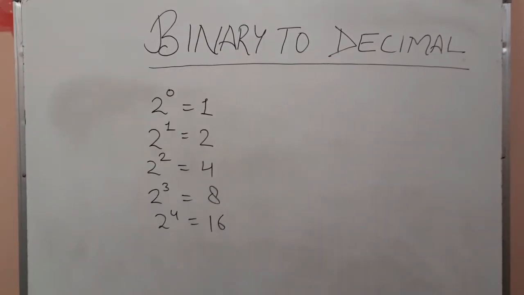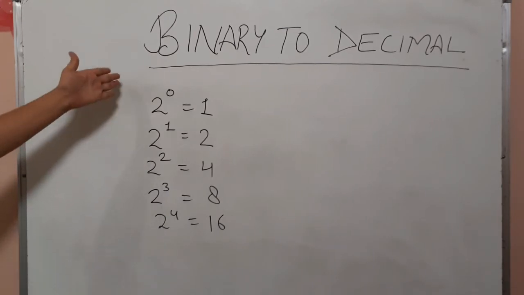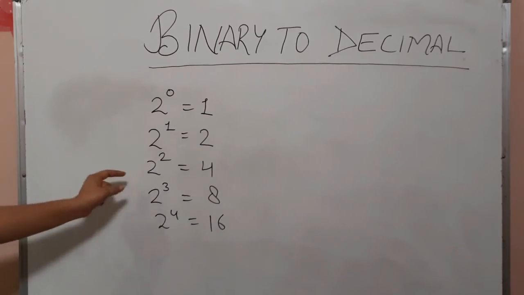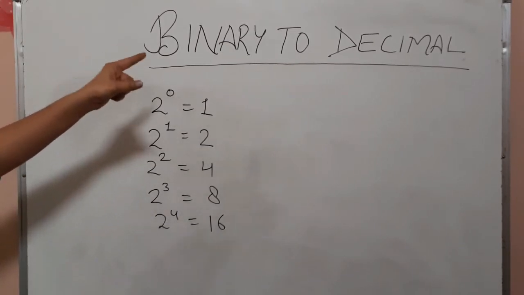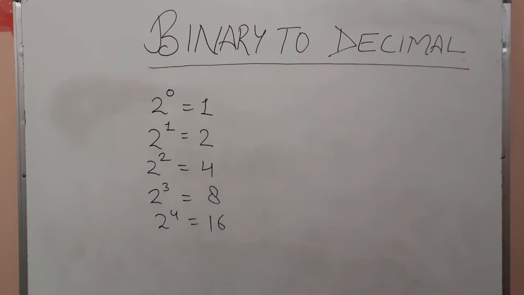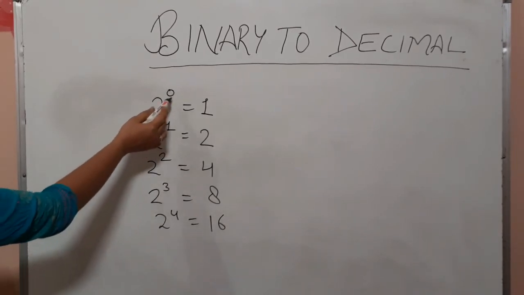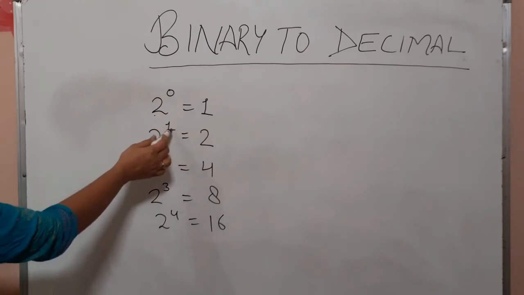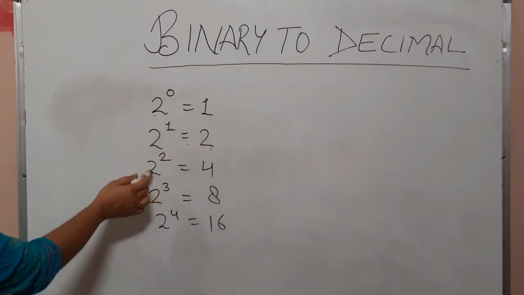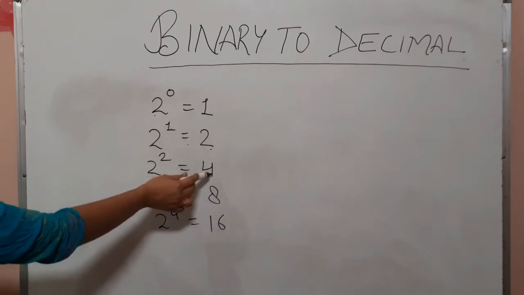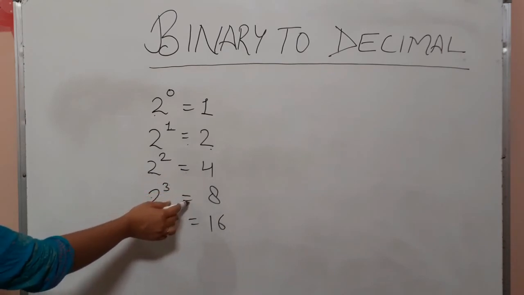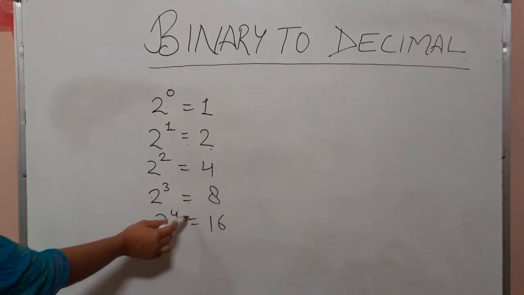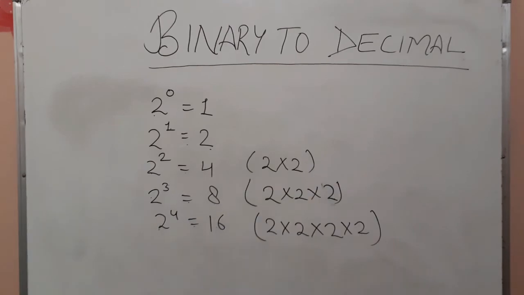You need to remember all the 3 rules, and if you are not able to understand the rules, at least you can learn these values which we will need for conversion of binary number to decimal number. First value is 2 to the power 0 equals to 1. 2 to the power 1 is equal to 2. 2 to the power 2 is equal to 4. 2 to the power 3 is equal to 8. 2 to the power 4 is equal to 16.